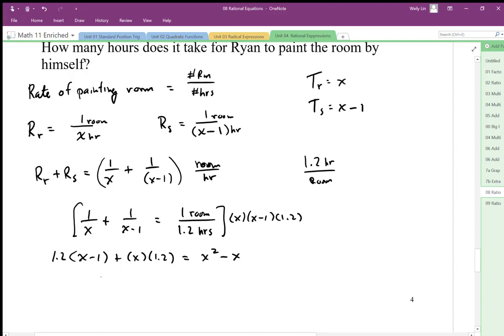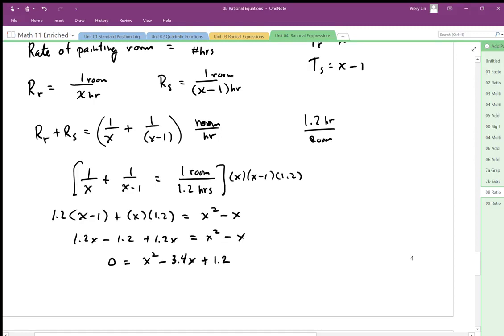Multiply these brackets here, so 1.2x minus 1.2 plus 1.2x equals x squared minus x. We're going to make this equal to 0. So I'm going to subtract 2.4x, giving x squared minus 3.4x. I'm subtracting 1.2x, and I'm going to add 1.2 on both sides. So there's my quadratic equation.